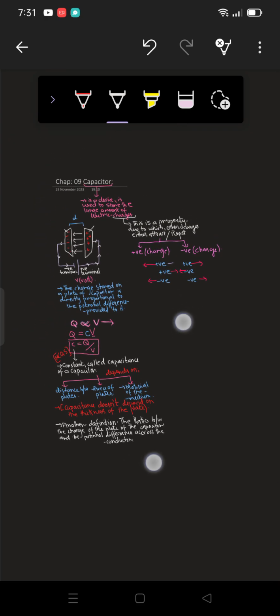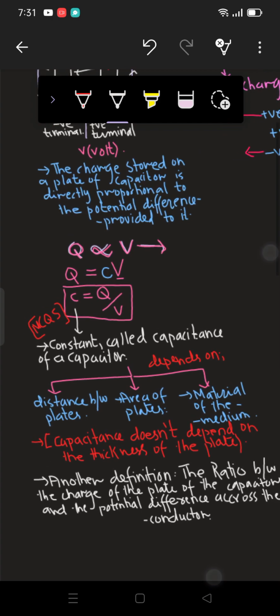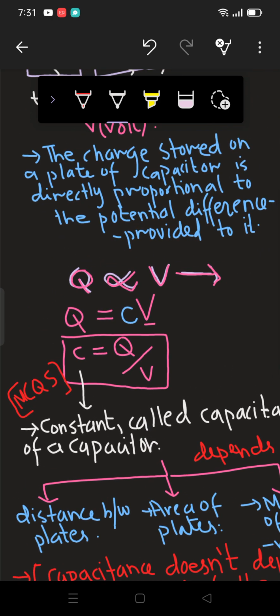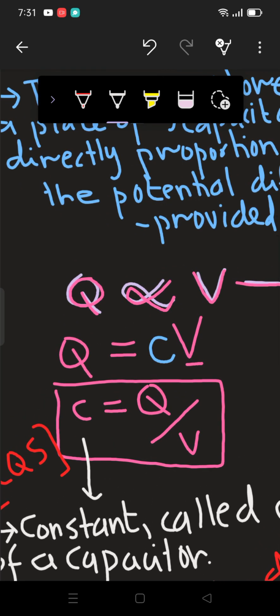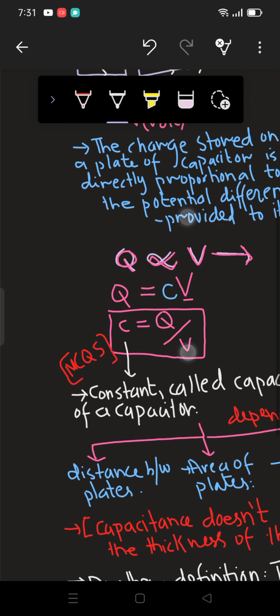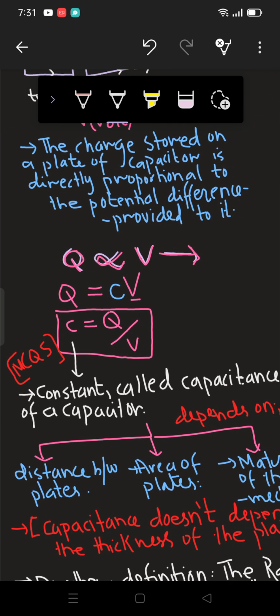This we have not learned, right? This we have made basically, because we know that the charge stored on the plate of the capacitor is directly proportional to the potential difference provided to it. When we remove the proportionality sign, we get Q is equal to C times V. When we move V to the other side, it would be divided with Q, right? So C is equal to Q over V. We know that C is nothing but a constant which is known as capacitance of a capacitor, right?